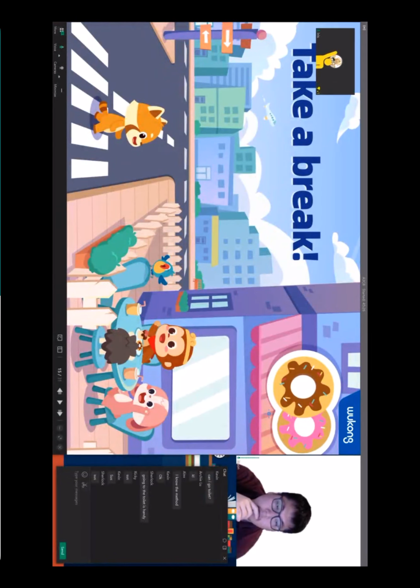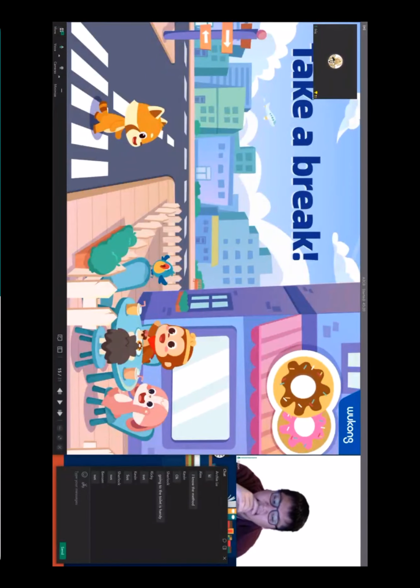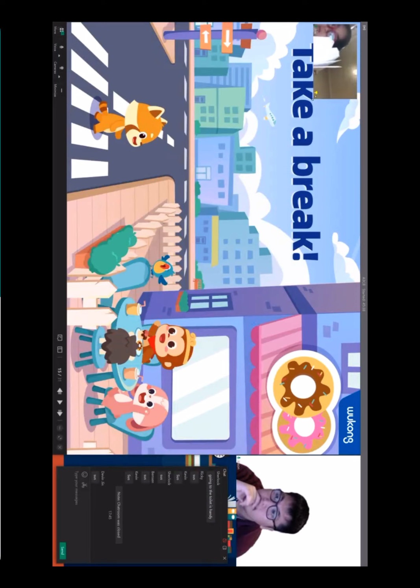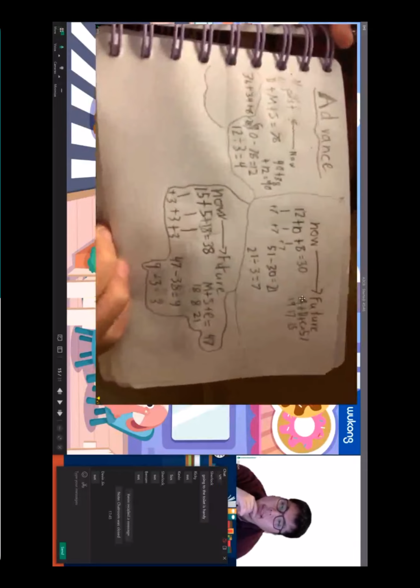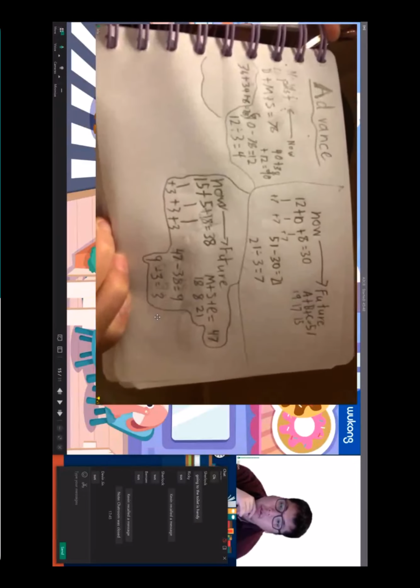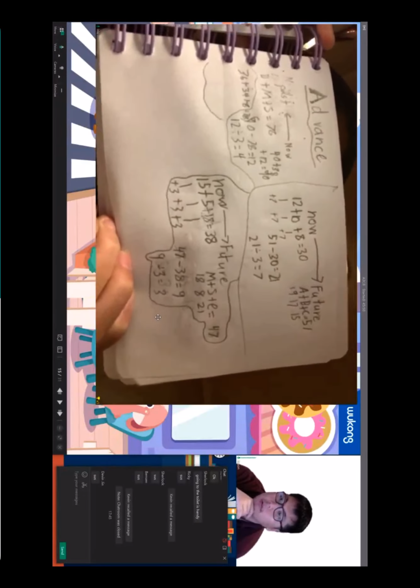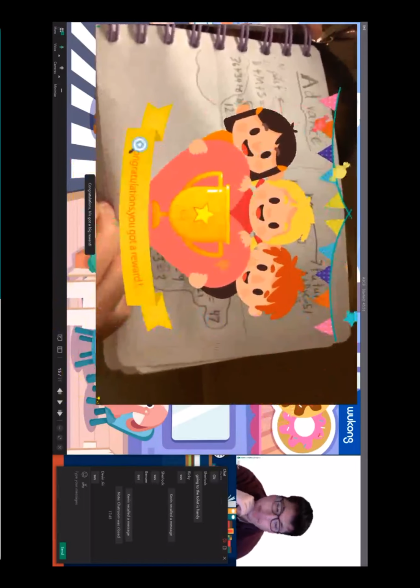And Iris, do you want to show me your work as well? Yeah. Okay, let's have a look. So yes, that's right. You need to draw the arrows as well: now to future, and now to past. Very good, Iris. Thank you very much. That looks perfect to me as well. Good job.